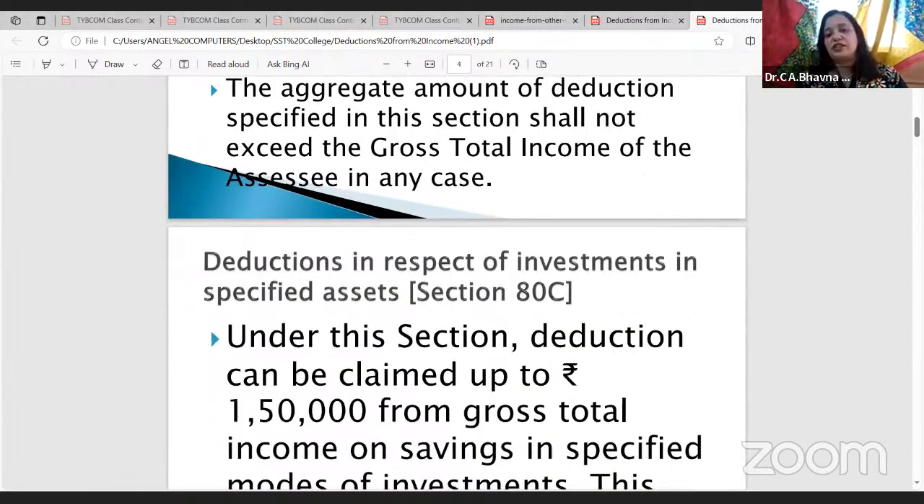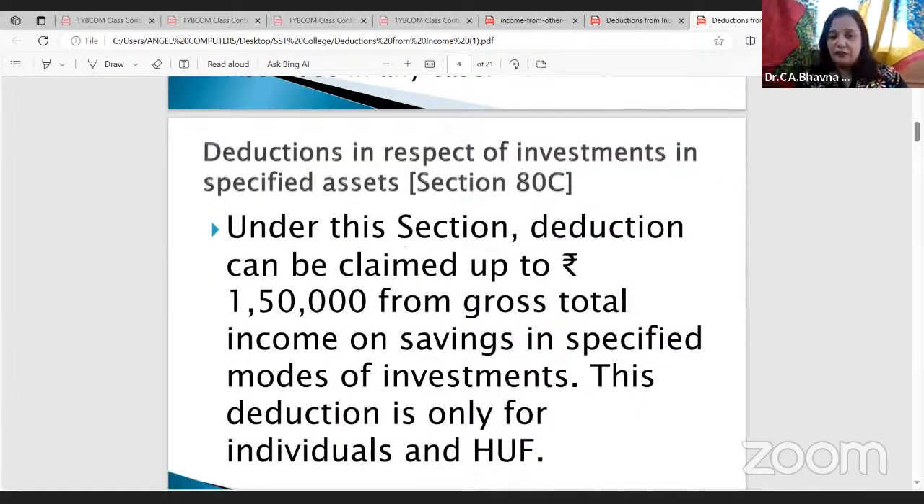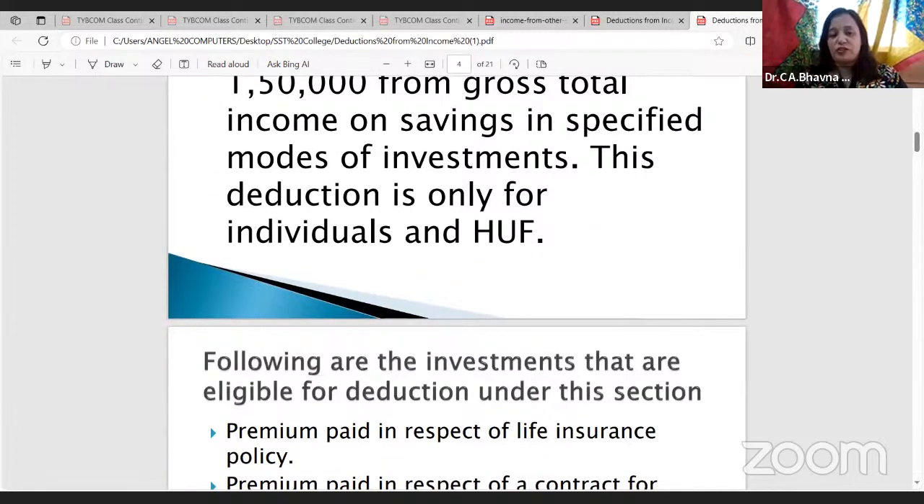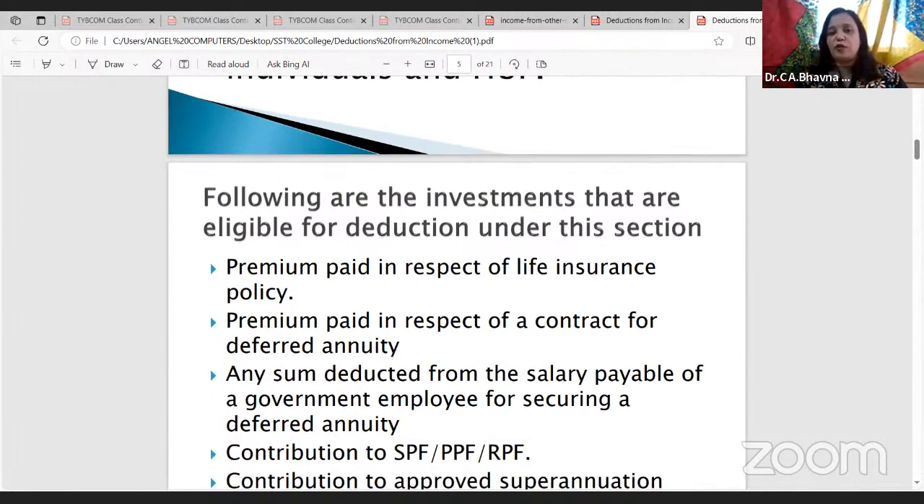The first deduction is section 80C. Under this section, a deduction can be claimed up to rupees 1,50,000 if you make an investment in the specified modes. Which are the specified modes? Premium paid in respect of a life insurance policy.